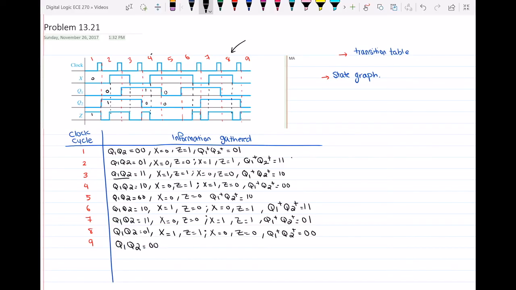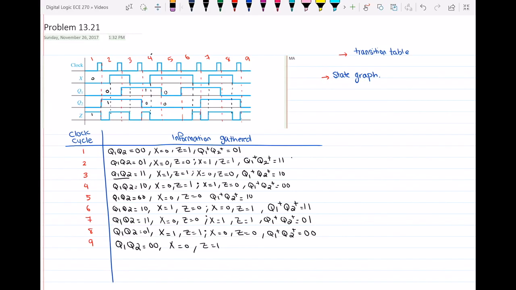And then I will just write this because I said that in this table, I'm going to gather as much information as I can. So I have a part of cycle 9 here in this timing diagram. Q1, Q2 are equal to 0, and I know that X is equal to 0 and Z is equal to 1. So this is as much information as I could gather from this timing diagram. Okay, so we found the present state of the flip-flops, what the outputs are with respect to the inputs, and also the next states of the flip-flops.